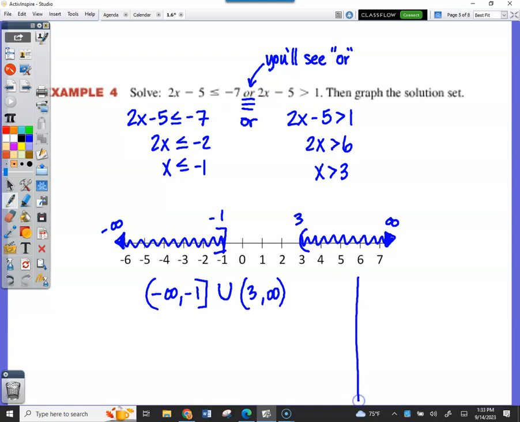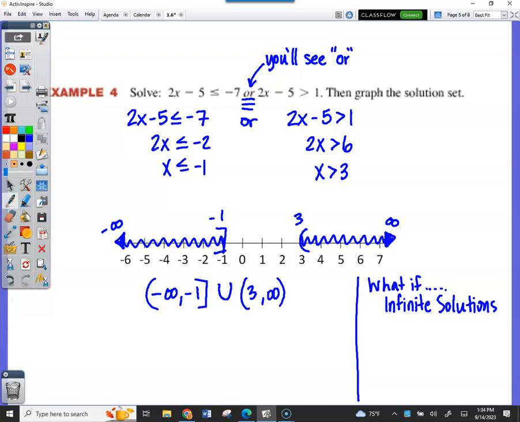Okay, just like we did on the other slide. So we looked at what no solution looks like. It's when it's a situation in terms of an and inequality and you're looking for an overlap and there's no overlap, there's no solution. What does infinite solution look like? It's when the entire number line gets shaded.